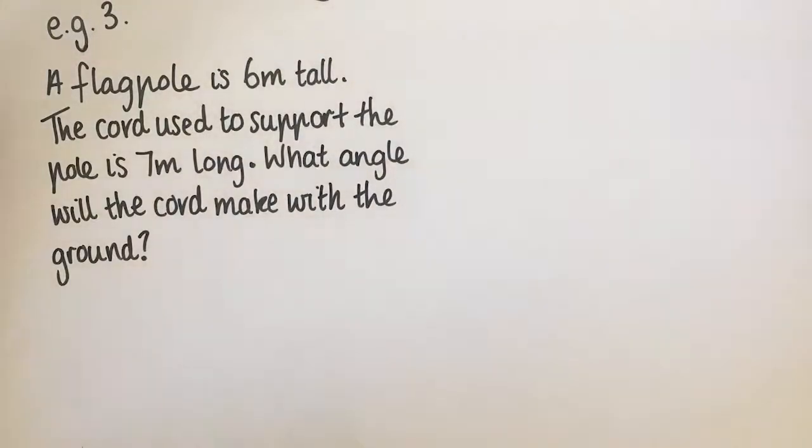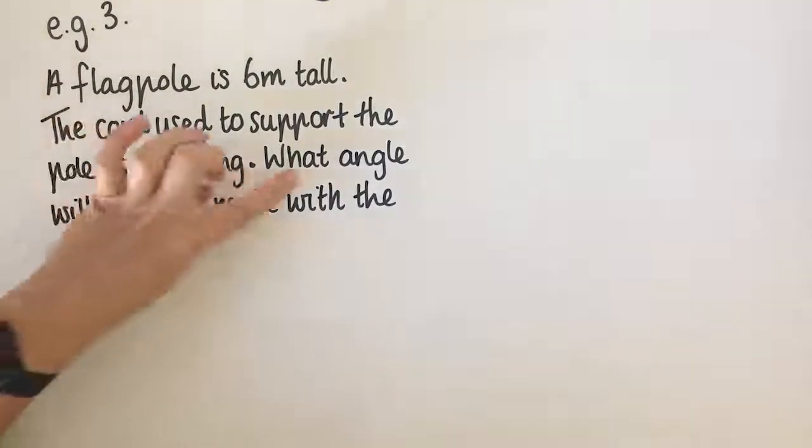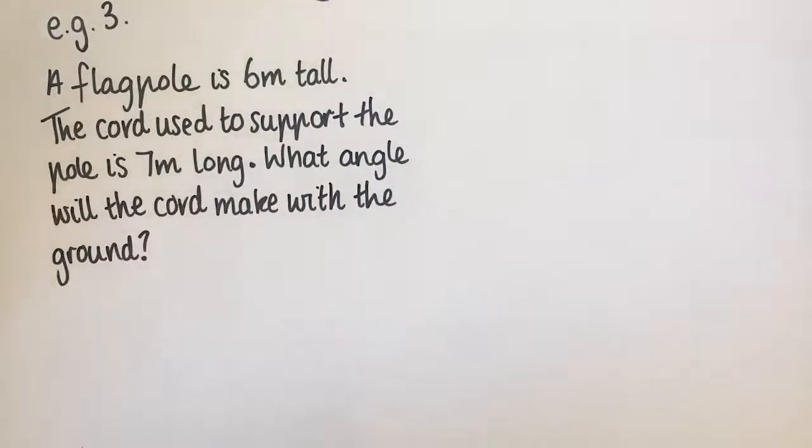For this third example, we've been given a flagpole that is 6 meters tall. The cord used to support the pole is 7 meters long. What angle will the cord make with the ground?